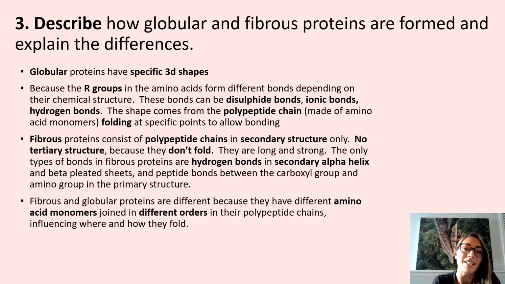Your final question was to describe how globular and fibrous proteins are formed and explain the difference. You might want to just pause the video here and check your answers. Just take note of any keywords in bold, see if you can add them into your notes.